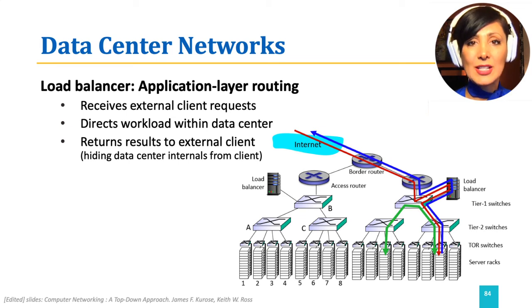A load balancer, performing application layer routing, receives external client requests and directs workload within the data center. It also returns results to external clients. Therefore, a client outside the data center interacting with the hosts inside the DCN would not be aware of the complications of networking within the DCN.